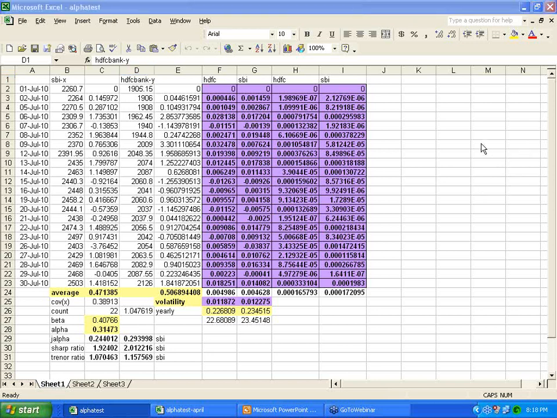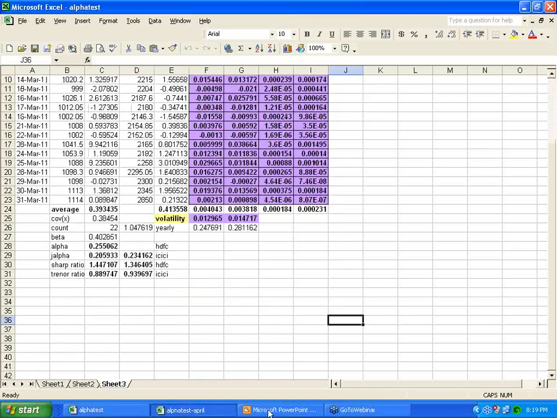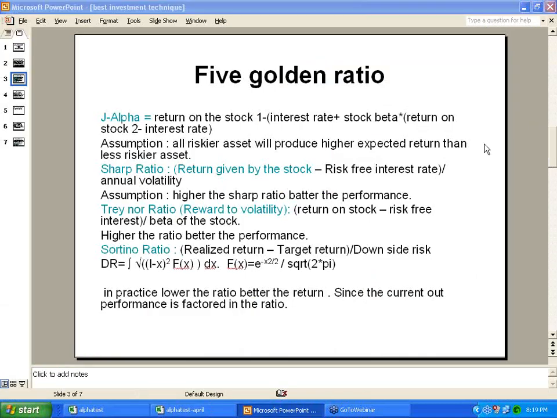I will be calculating Jensen's alpha, Sharpe ratio, Treynor ratio, and also the stock alpha. So these 4 measures I will be calculating, and the formulas I have already given here. Jensen's alpha can be calculated as the average return the stock 1 has produced, minus the simple interest rate fixed by the RBI, plus stock beta into the return on stock 2 minus the interest rate. So this is the Jensen's alpha of stock 1.